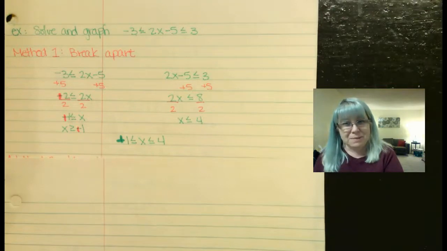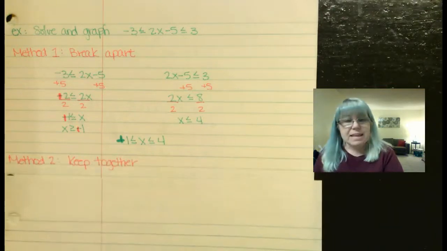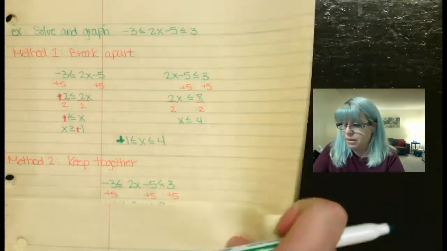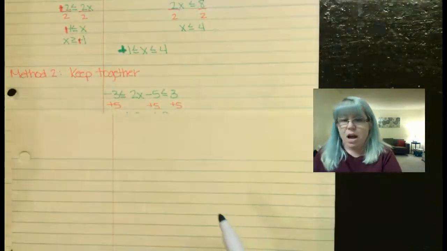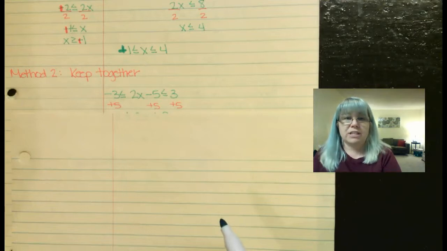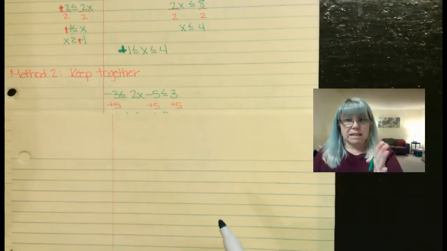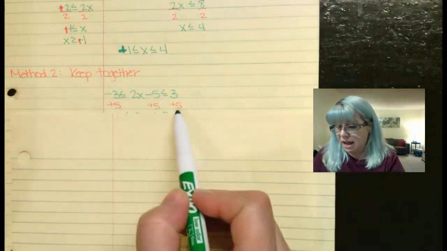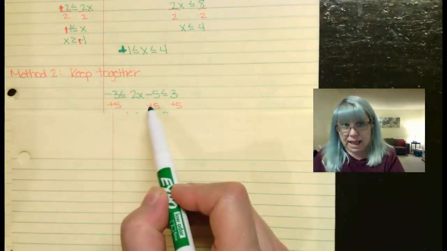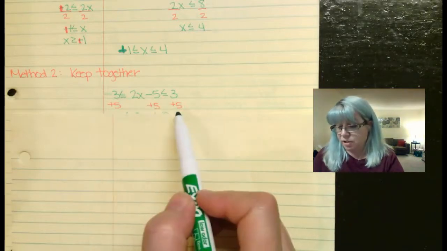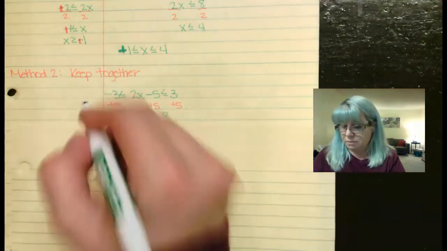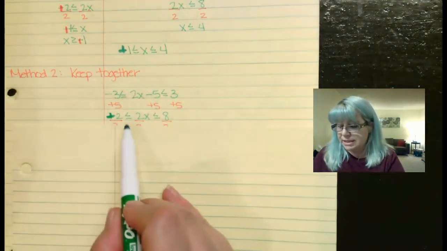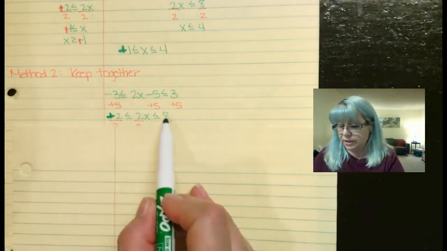Let's see if I made my mistake twice. The other method is to keep it together. Okay? If I keep it together, I'm just going to do my operations on the left, middle, and right at the same time. So I want to add 5 to the middle, add 5 to the left, add 5 to the right. That's going to give me, I did the same mistake twice. 2 is less than or equal to 2x is less than or equal to 8.